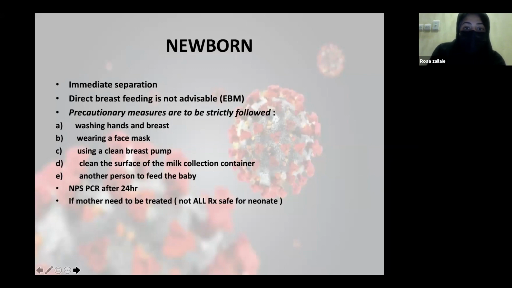Precautionary measures are to be strictly followed: washing hands and the breast before expressing breast milk, wearing a face mask for the mother, using a clean breast pump, cleaning the surface of the milk collection container, and another person should feed the baby. And we will do a nasopharyngeal swab PCR for the baby after 24 hours. And if the mother needs to be treated, not all medications are safe for the neonate through breast milk.